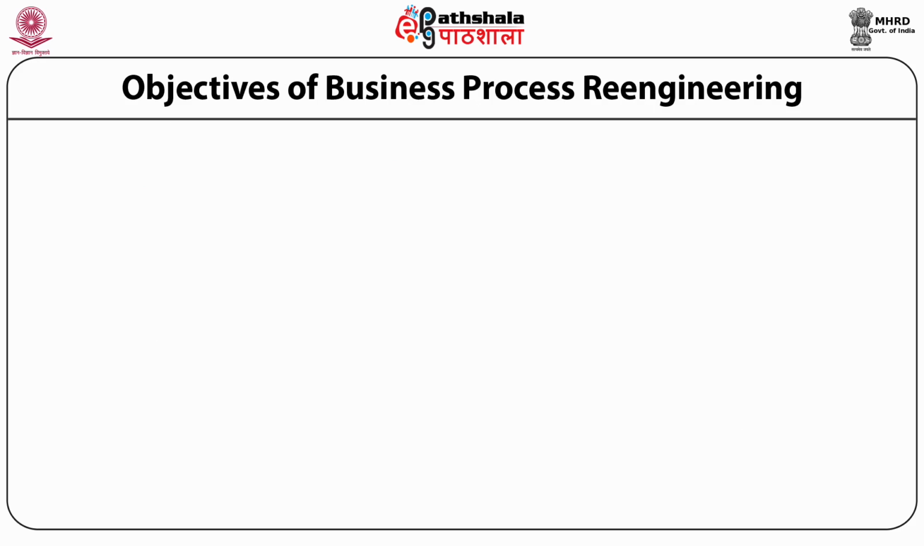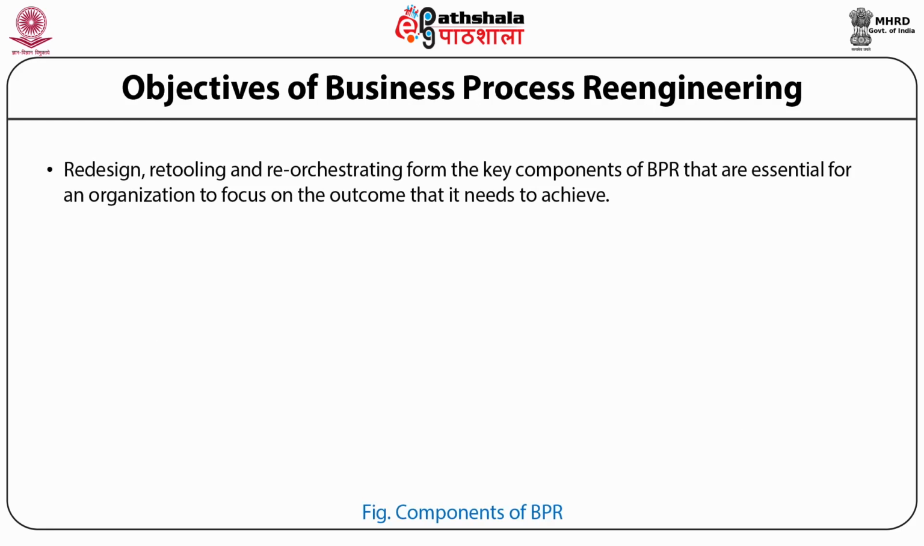Now let us look at the objectives of business process reengineering. The three main objectives are redesigning, retooling, and reorchestrating. It forms the key components of business process reengineering that are essential for an organization to focus on the outcome that it needs to achieve.